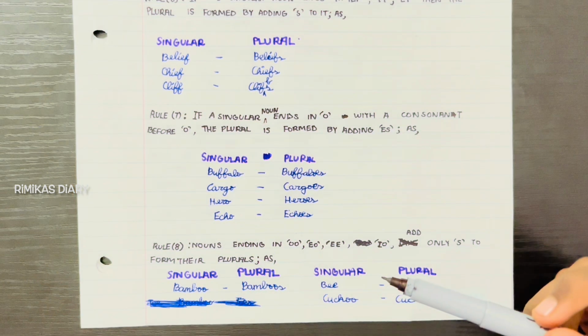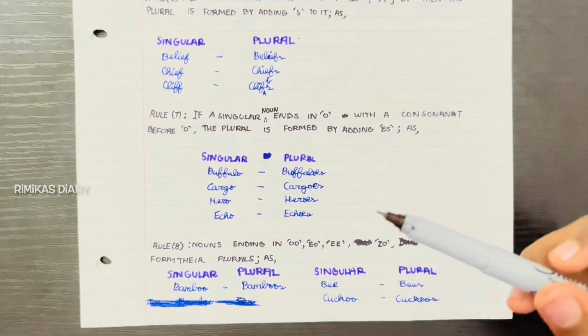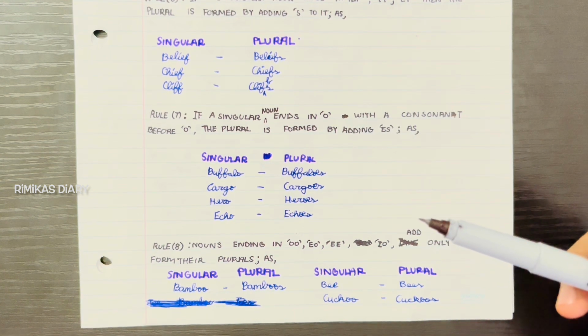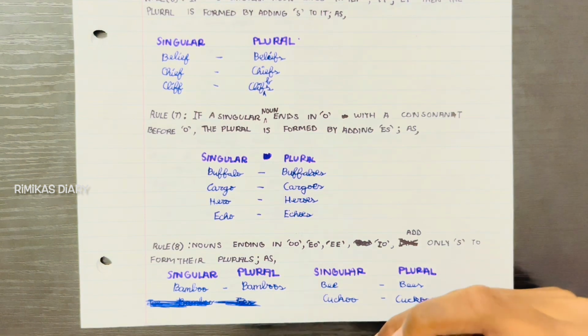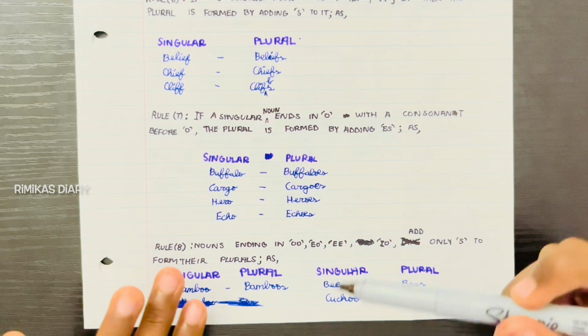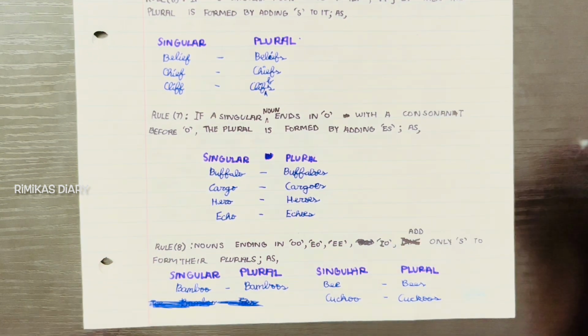Rule number 8. Nouns ending in OO, EO, EE, IO add only S to form their plurals. As the noun ends in OO, EO, EE, or IO, then we should just add S at the end. For example, bamboo. The word bamboo ended with 2 O's at the end, so in the plural form, I'm just adding S at the end.